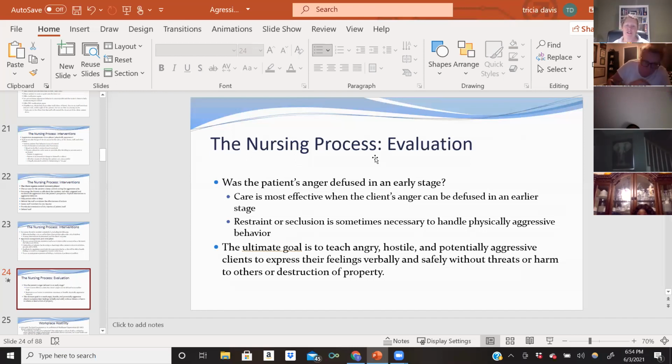And then we know that restraint or seclusion is sometimes necessary to handle that physically aggressive behavior. The ultimate goal is to help teach the patients that are angry, hostile, and potentially aggressive to express their feelings verbally and safely, without threats to the staff or the other patients or destruction of property.